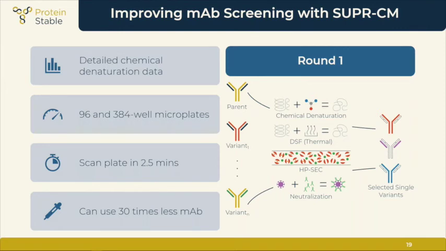And then looking at the low amount of sample that's needed, we looked at the publication I talked about earlier in the presentation and compared the amounts they were using with the 300 nanogram example I showed in the last slide. And we calculate that if the authors had used a SUPR-CM instrument, they could use 30 times less antibody and still get good quality chemical denaturation information.